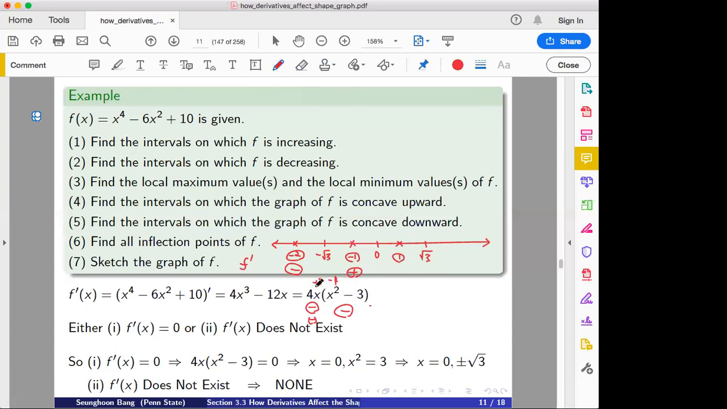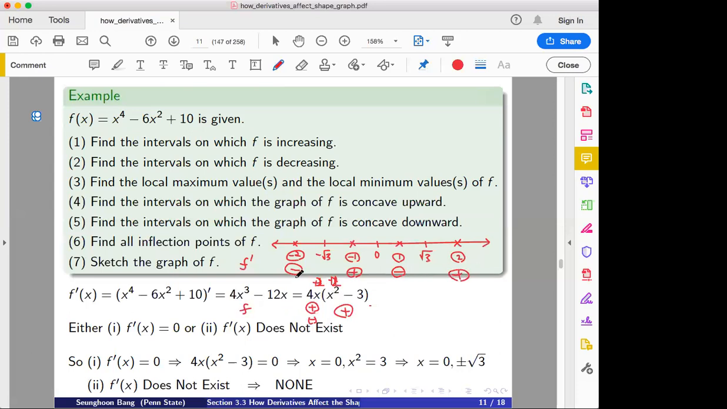You plug into x, +1. 4 times 1 is positive. 1 minus 3 is negative. This is negative. I can choose 2. You plug into x, 2. 4 times 2 is positive. 2 squared equals 4, and 4 minus 3 is positive. We have positive.